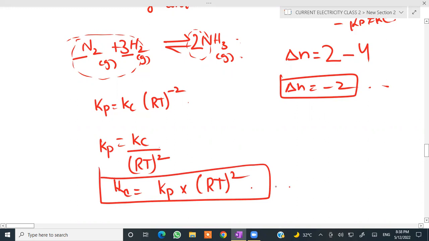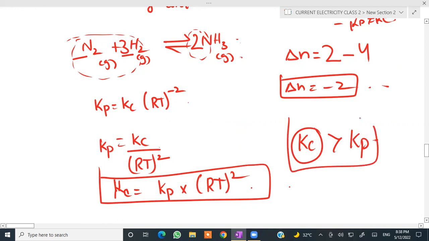तो बड़ा कौन सा हुआ? Kp हुआ, Kc हुआ इस केस में? बताएं guys. Kc. Kc या Kp? बताएं. Kc will be more than Kp. Good. सही है. ठीक है.